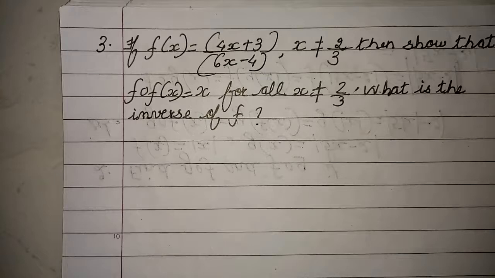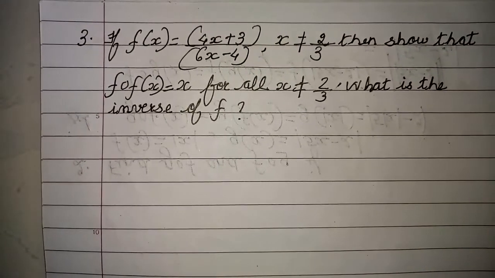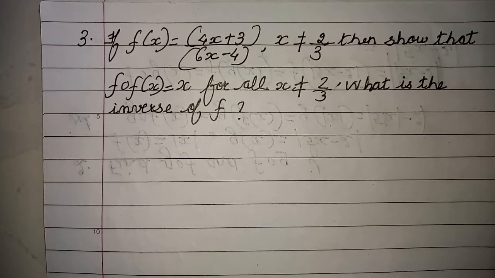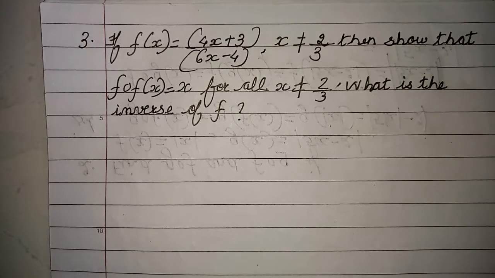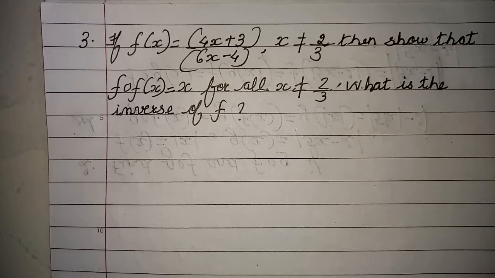Moving on. Third one, if f of x is equal to (4x plus 3) upon (6x minus 4), where x is not equal to 2 by 3, then show that f composite f of x is equal to x for all x not equal to 2 by 3. What is the inverse of f?